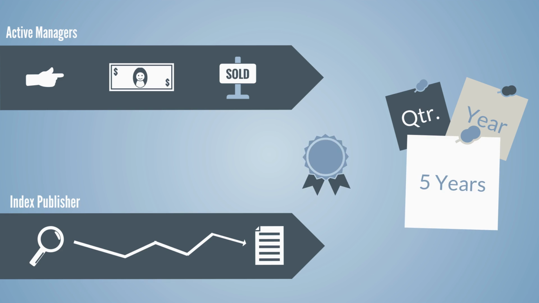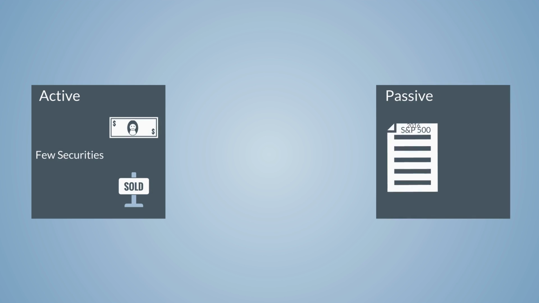At the end of the quarter or the year or the 5 years, performance numbers are compared to see who won. So what sounds like the most plausible way to win as an investor? A portfolio where a few carefully selected securities are alternately bought and sold, or a portfolio where a publisher creates a list of securities that are held until the publisher updates the list?